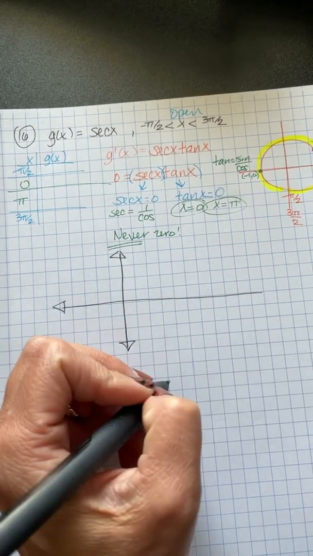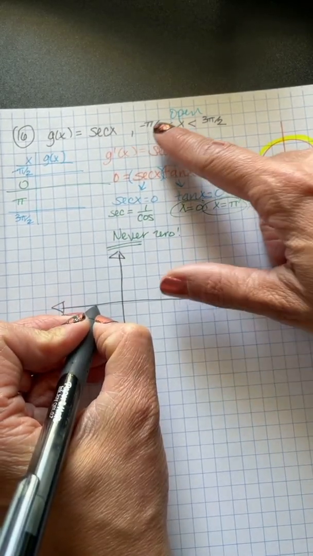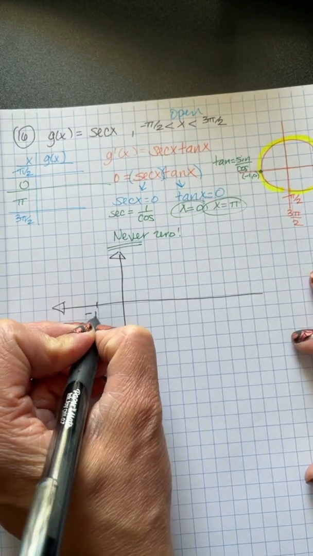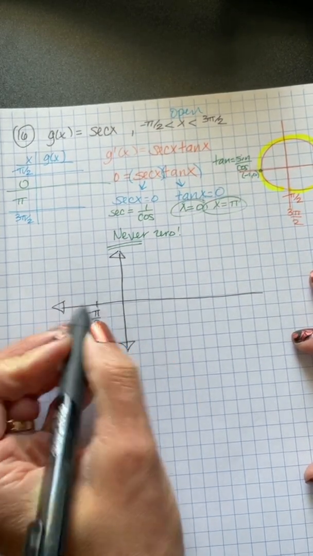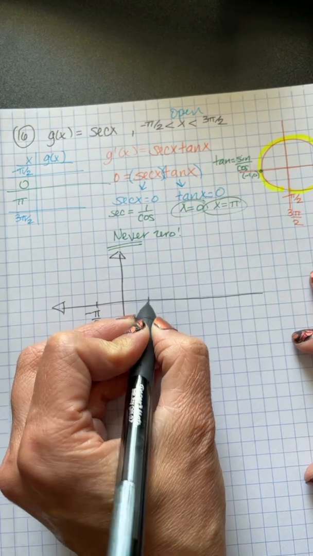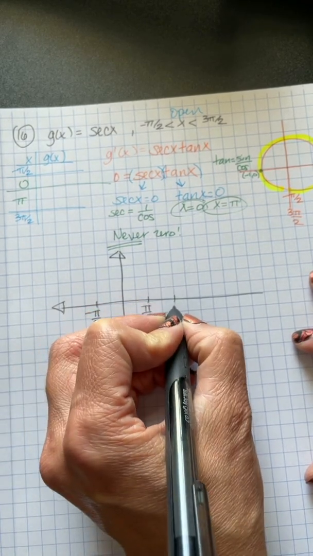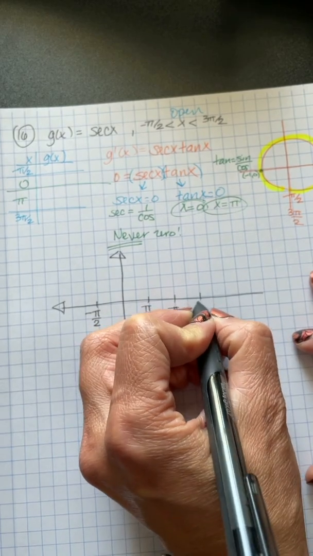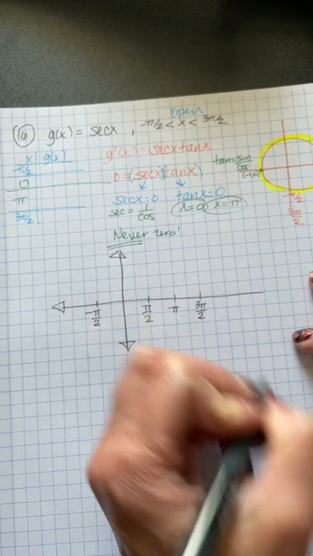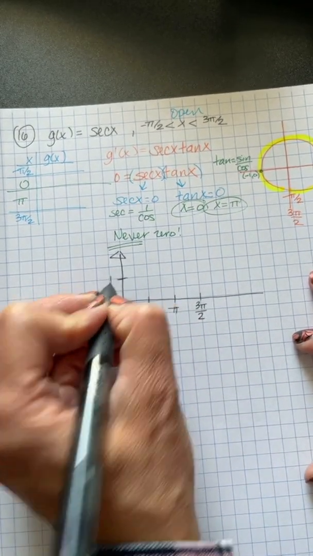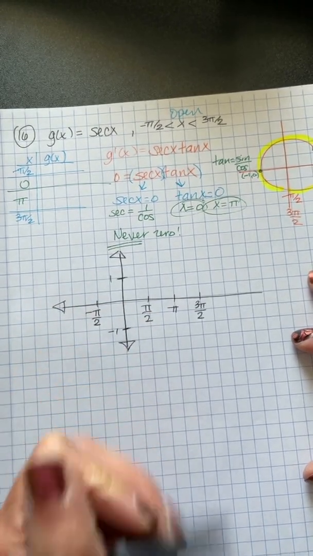Draw with me. My interval is from negative pi over 2 to 3 pi over 2. So 0, pi over 2, and then pi, 3 pi over 2. Remember, this is how we increment it. Let this be 1, this be negative 1.